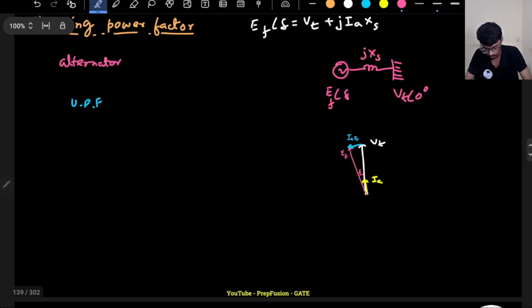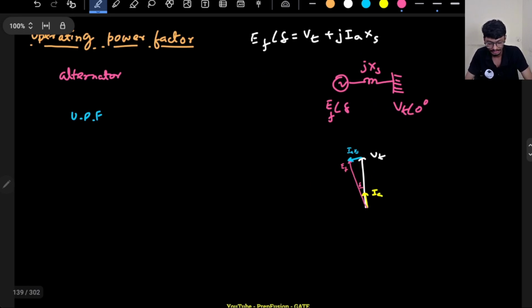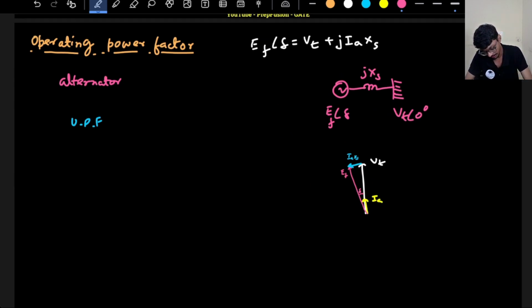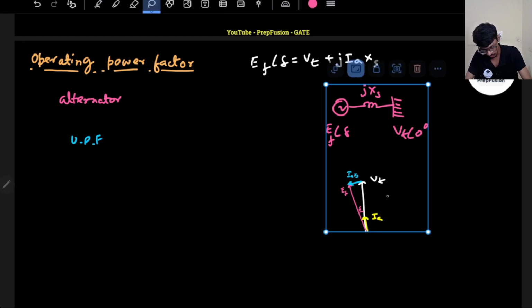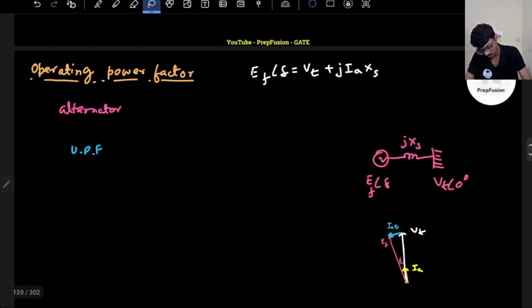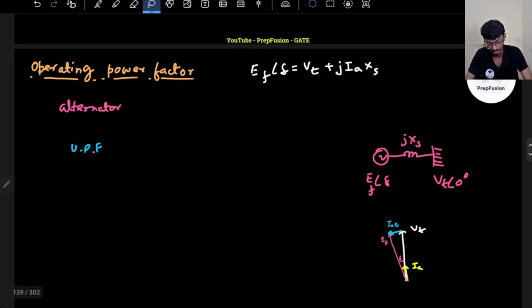One thing I want to understand: I want to add the armature resistance as well, because I want to fully derive it.